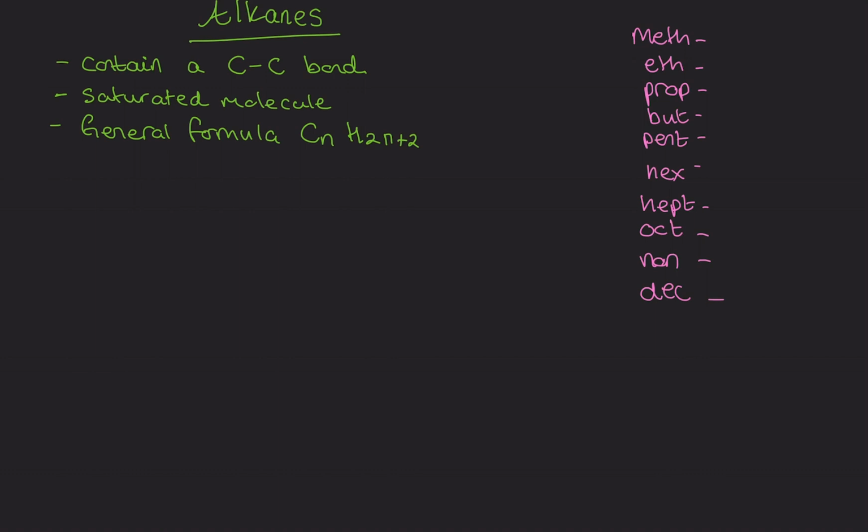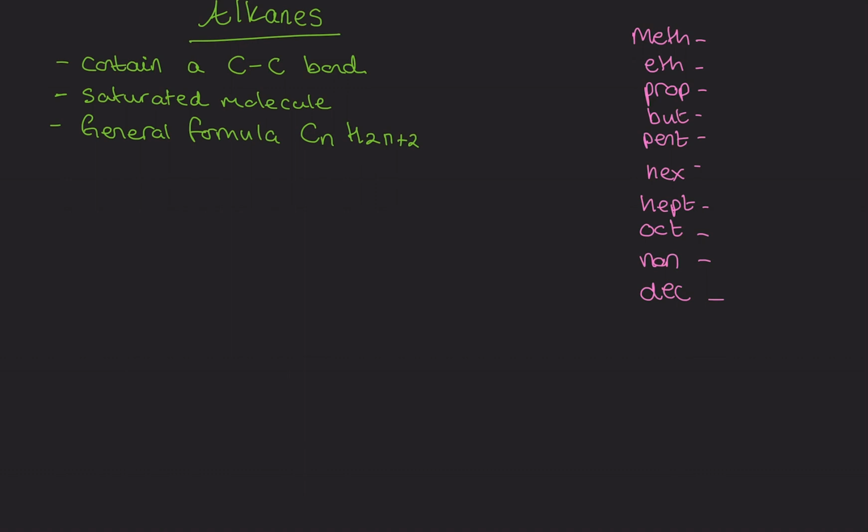Alkanes always contain carbon single bonds, and they're generally saturated molecules. That means that when we're drawing them, we won't have any double bonds or triple bonds within them. And that's how we can identify them when we see the formula or see the structure drawn out. The general formula is CnH2n+2.